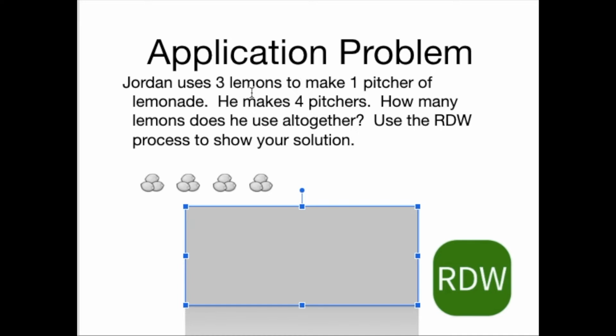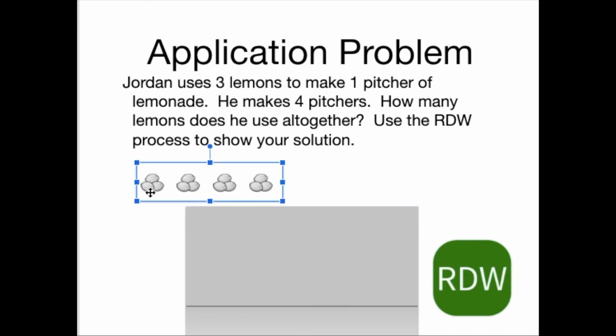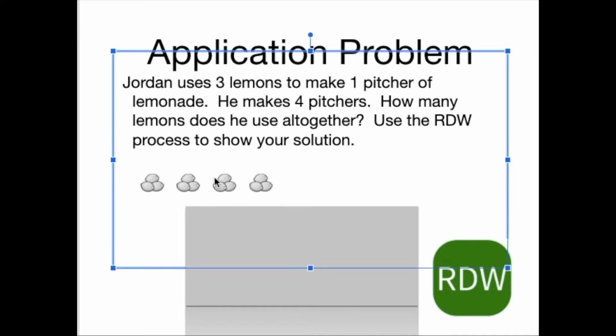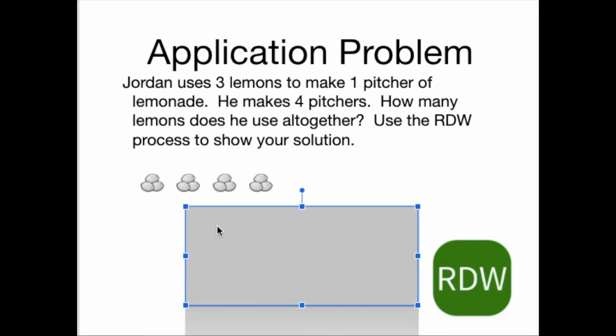So, Jordan, he used 3 lemons to make 1 pitcher. So it looks like in our picture here, I have 1, 2, 3 lemons, and he's going to make 4 pitchers. So he used 3 lemons to make each pitcher. So imagine that these lemons are being used to make each pitcher. Let's start by now writing our process to show our solution. So I'm going to write it exactly like I see it.